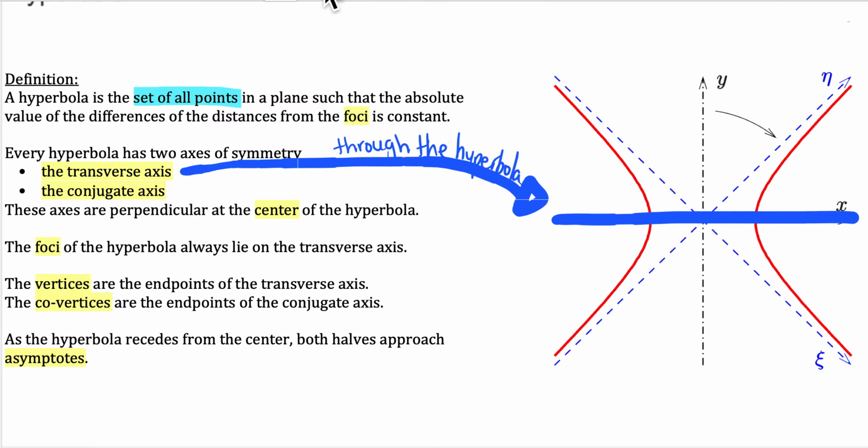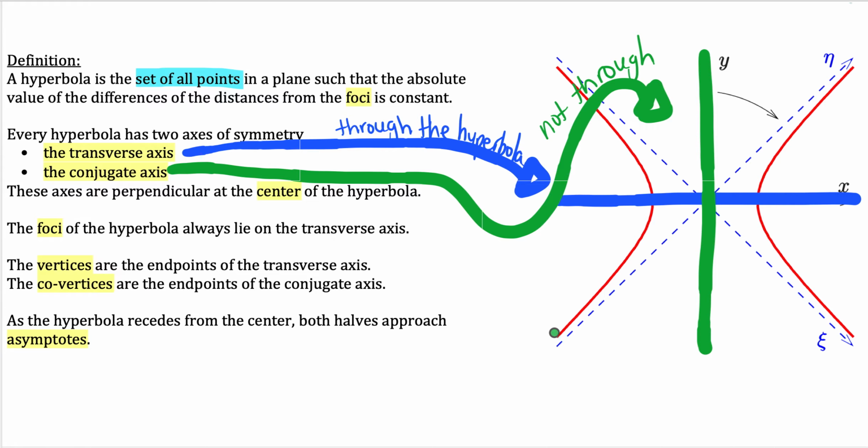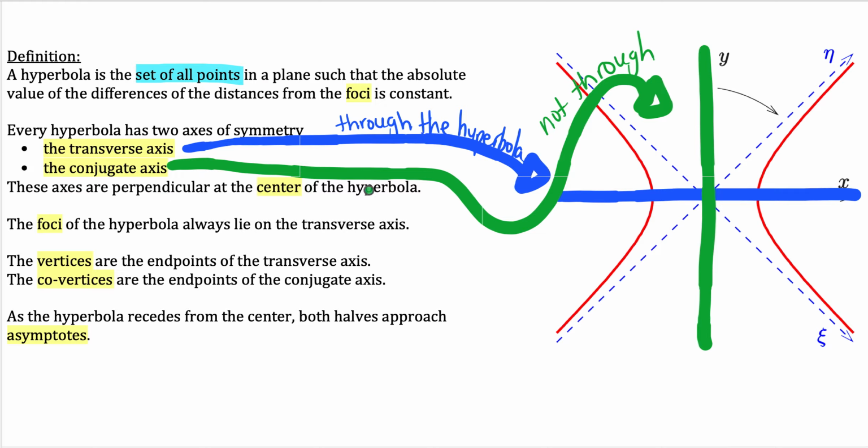Versus my conjugate does not. It is completely perpendicular. It does not go through the hyperbola. Not through. Okay, again, I hope you're taking notes. These axes are perpendicular to the center, right? So perpendicular, in geometry terms, they form a right angle. One is vertical, one is horizontal.